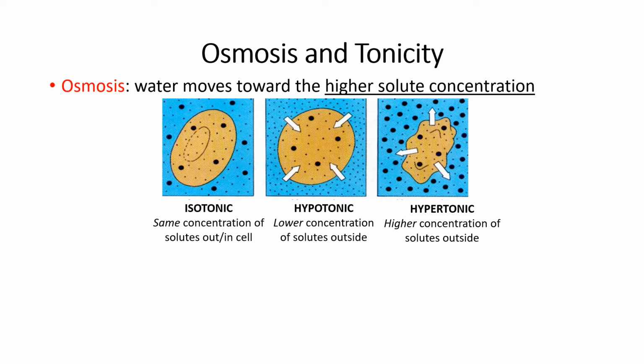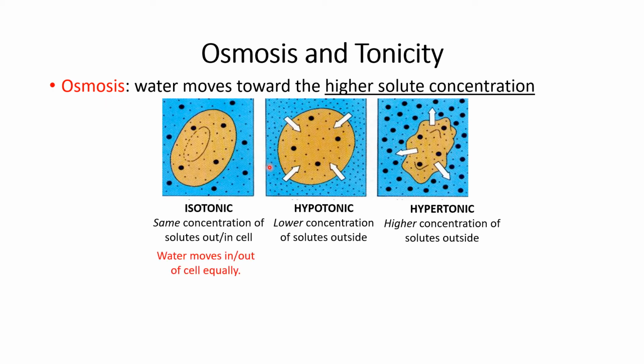Now, with osmosis, as we said, osmosis is the movement of water. And water always likes to move from the low solute concentration to the high solute concentration. Water likes to dilute things, so it's always going to want to go to the side that has a higher solute concentration so it can dilute it out.